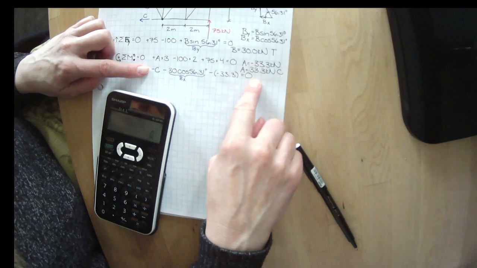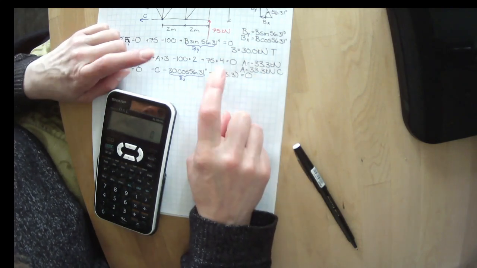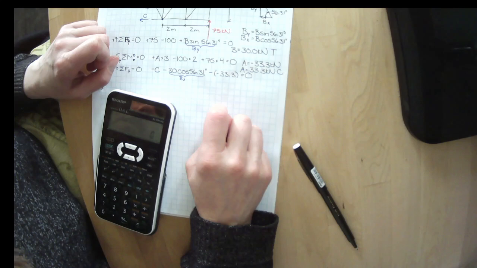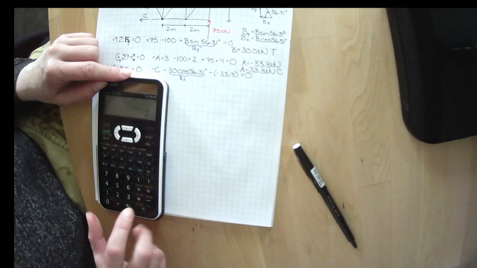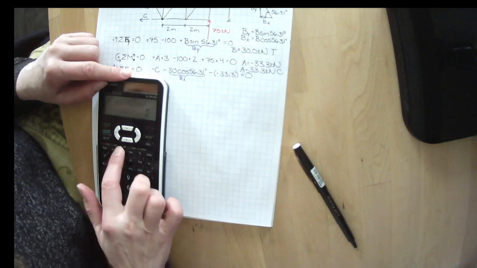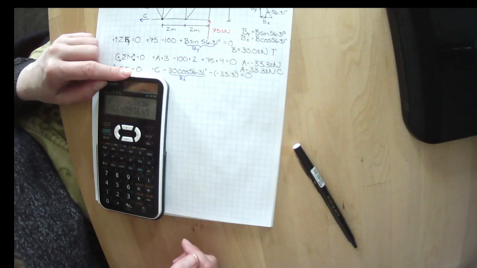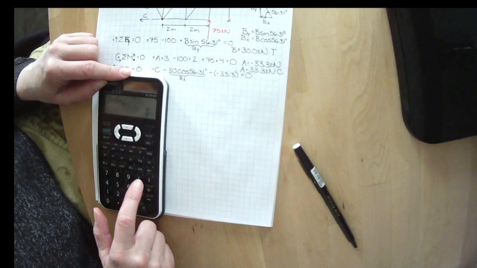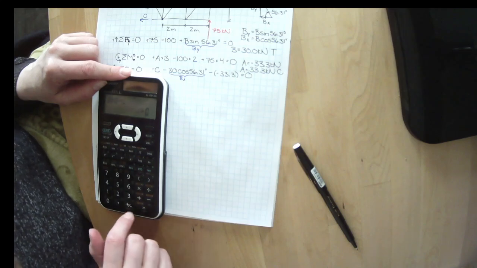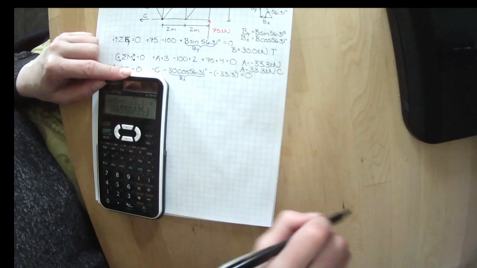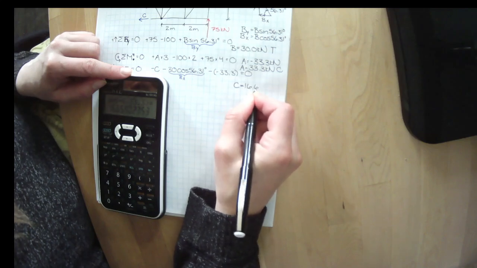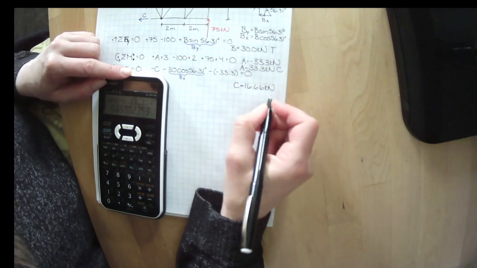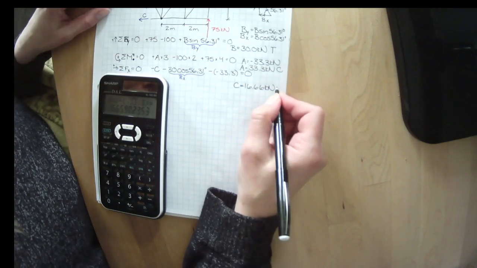I am going to bring C over here and make it positive, and I am left with this right here. I have minus 30 times the cos of 56.31 minus a negative value of 33.3. And I end up with C equals 16.66 kilonewtons. It's a positive number. That means I guessed right, and I guessed that it was in tension.